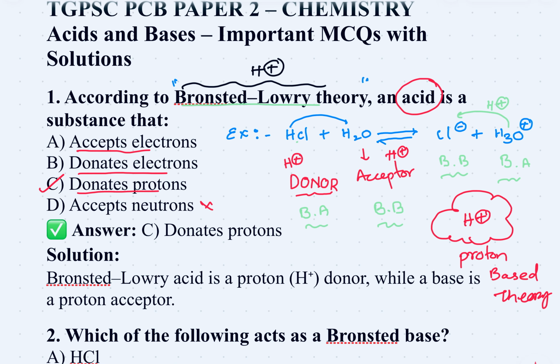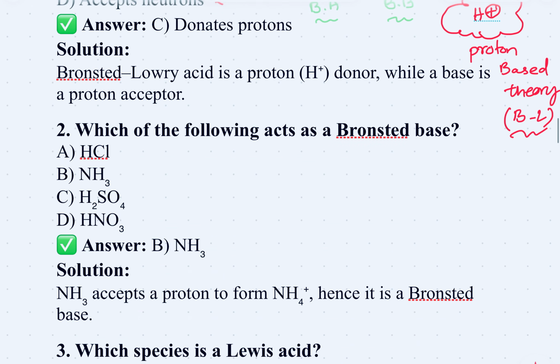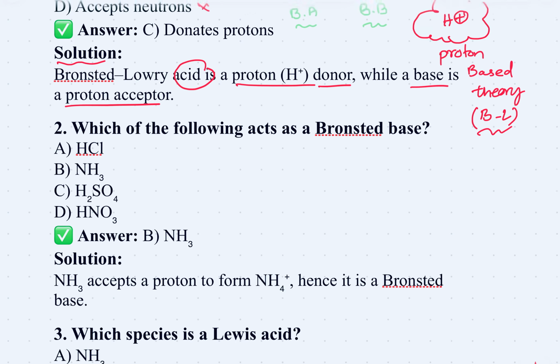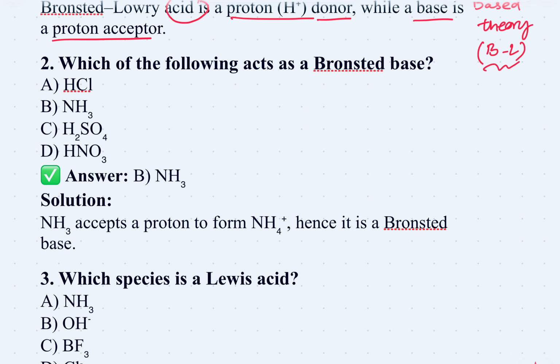Clear? What is the theory? BL theory. What is BL theory? Bronsted-Lowry theory. Clear, friend? You got the answer? Yes. So that is the solution also given here. In Bronsted-Lowry theory, the proton donor acts as an acid, while the proton acceptor is called a base. Clear, friend? Next question: which of the following is a Bronsted base?